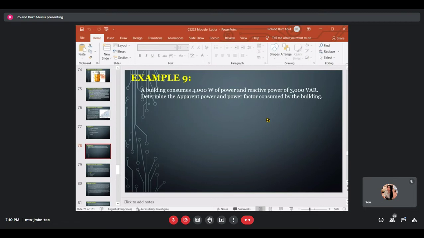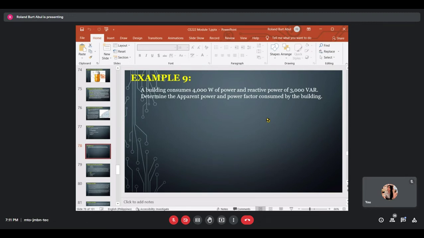Apparent power can also be solved by using the Pythagorean theorem. We will also see this in the following example. So far, did you understand this triangle or the power factor? Yes, sir.